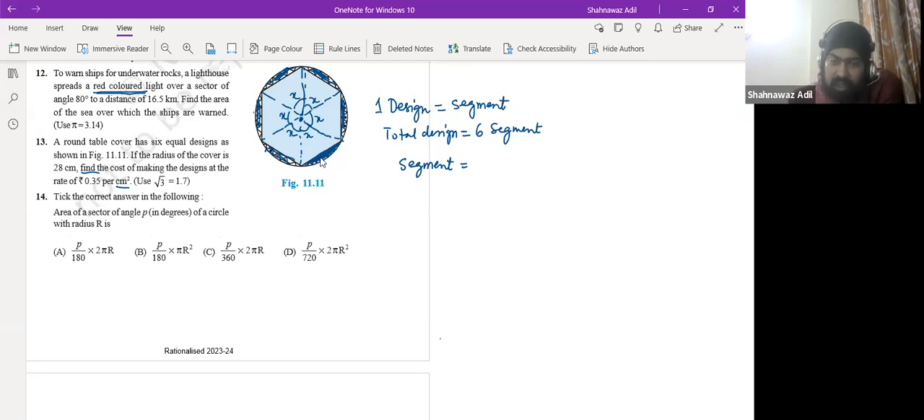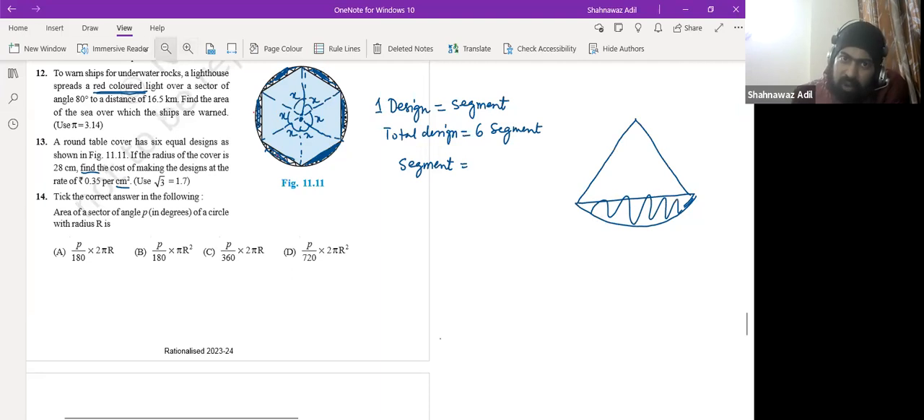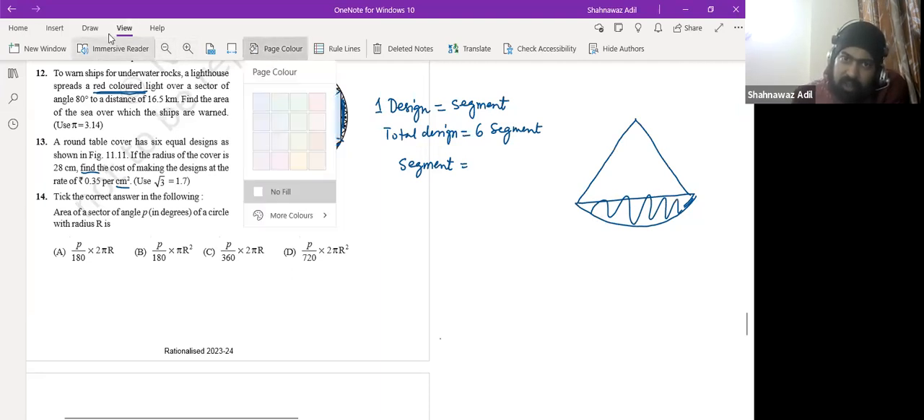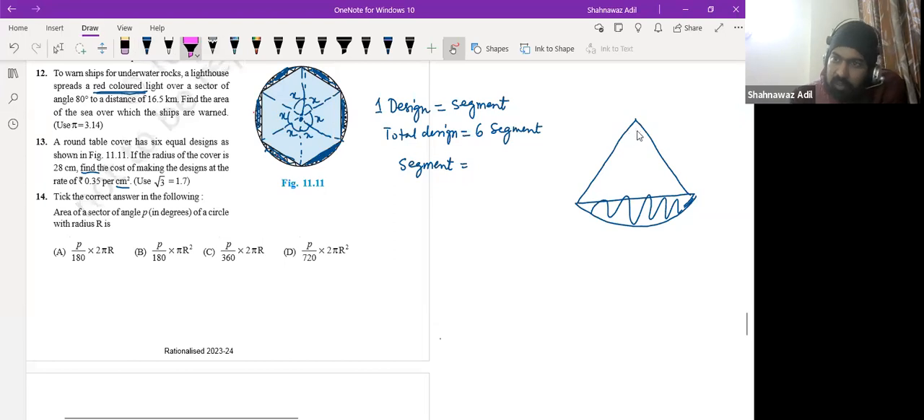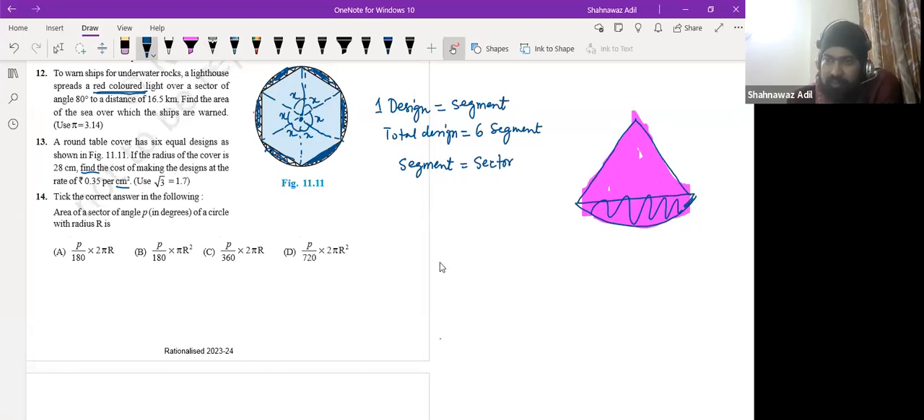Okay, you look at this diagram, right? This is the whole diagram. This is your design, right? So what is this shape? Um, that whole thing is a sector. And what part you remove that you get the design? It's a triangle. So sector minus triangle. That is your segment, right?